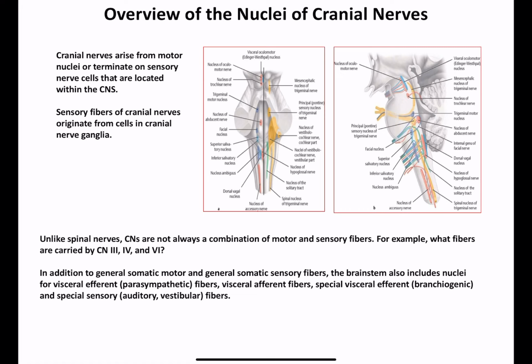Remember these numbers? This one is not asking the same thing, but I'm asking another question. So remember, 3, 7, 9, and 10 also have parasympathetic components, right? They can have the parasympathetic arches to go out to the areas to control. So visceral efferent, parasympathetic fibers, they can have visceral afferent fibers, and then the branchiogenic ones to collect.